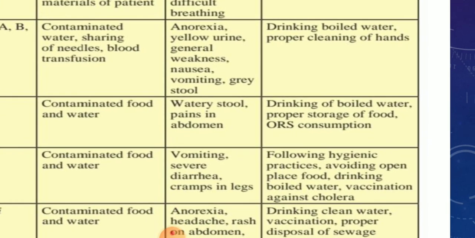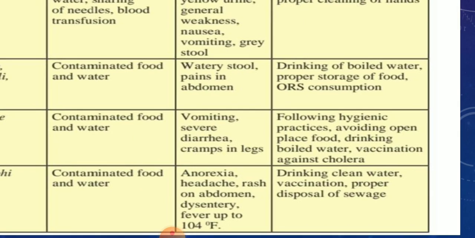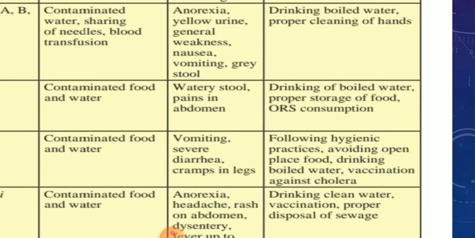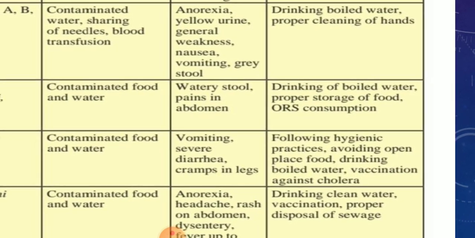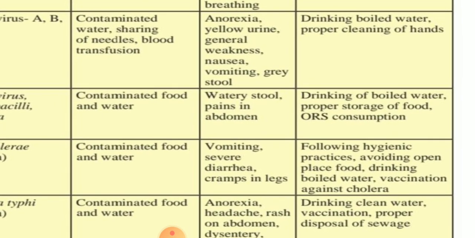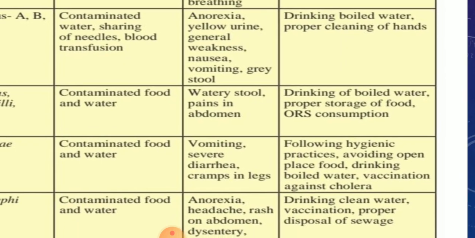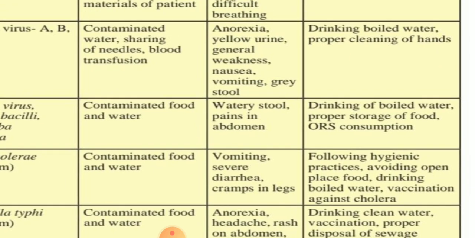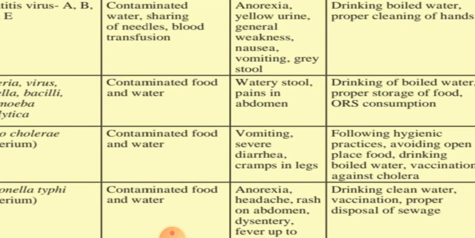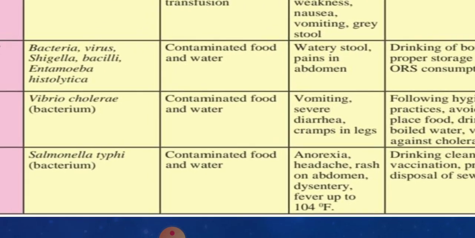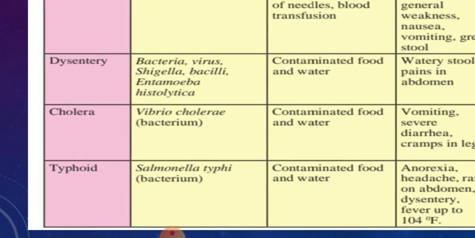Prevention: drinking of boiled water, proper storage of food, as well as ORS consumption. ORS, oral rehydration solution. A packet has to be mixed with water. This packet contains a good quantity of minerals. If ORS solution is not there, then we can use salt and sugar mixed in 1 liter of water, and this is suggested to be taken after every 15 minutes, because a large quantity of water is lost from our body because of dehydration, because of dysentery.